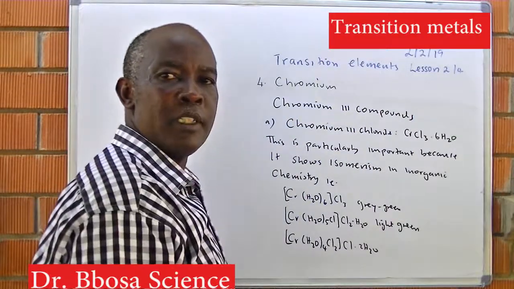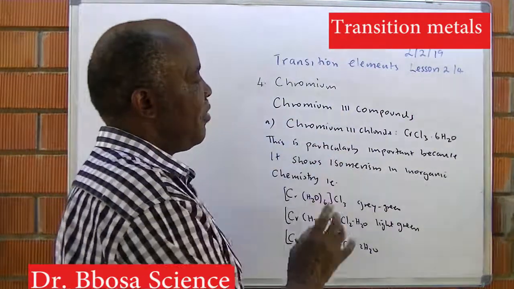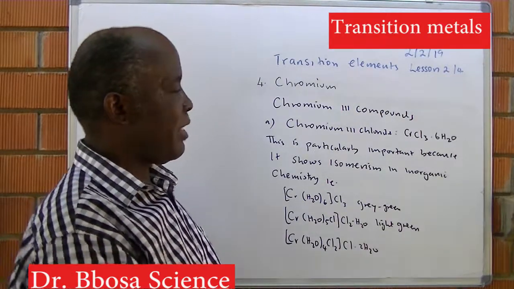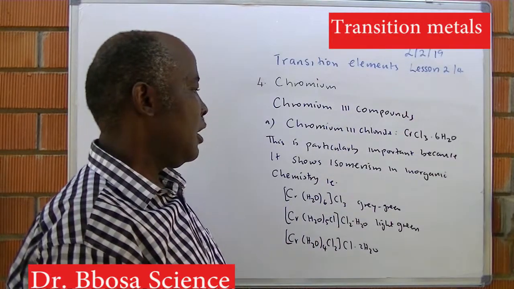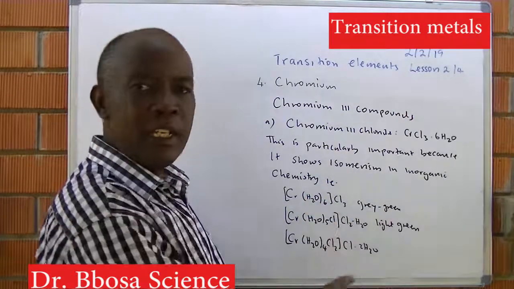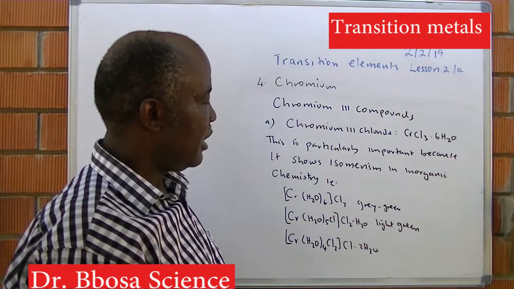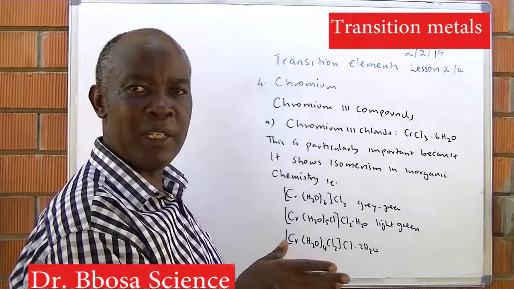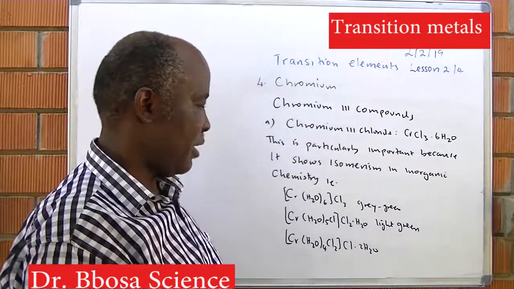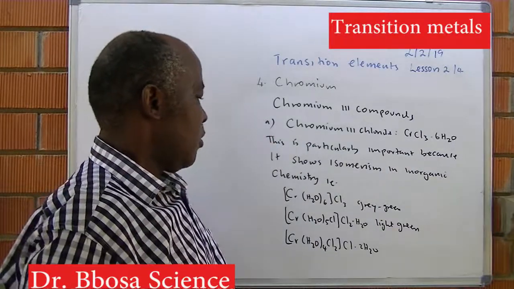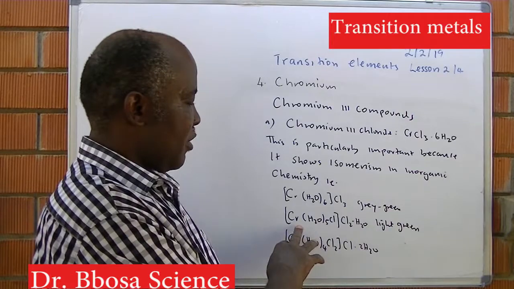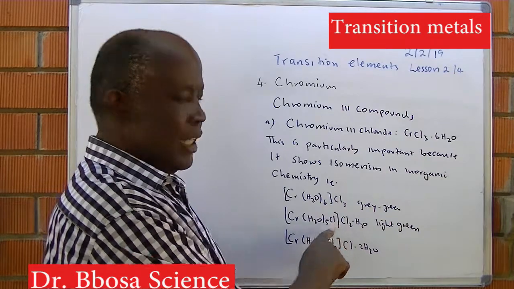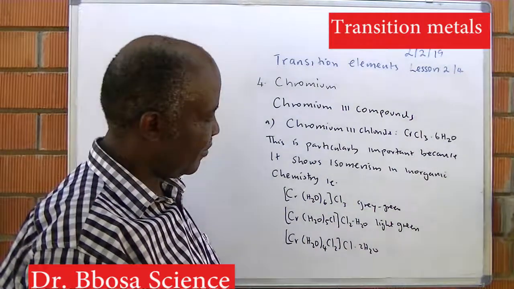Chromium(III) compounds. A. Chromium(III) chloride hexahydrate. This is particularly important because it shows isomerism in inorganic chemistry. It is one of the common compounds that can exhibit isomerism in inorganic chemistry. The first isomer is chromium, which is green. The second isomer, 5 water and chlorine are ligands.